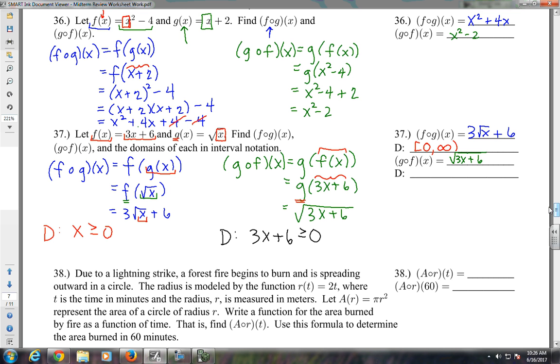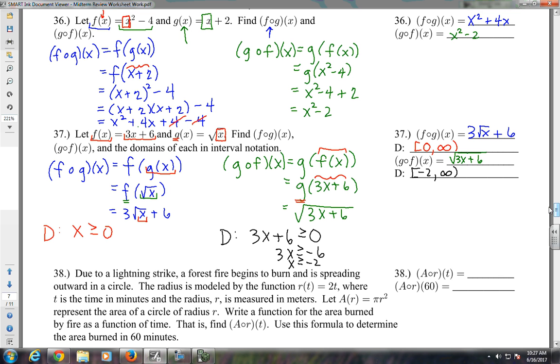In this case, we have to do a little bit of work to find the domain. Not a big deal. We can solve this linear inequality by isolating x. And in this case, we find x is greater than or equal to negative 2. So we're going to go from negative 2 to infinity. Okay? So composition is easy once you practice, you figure out where everything's going to go.